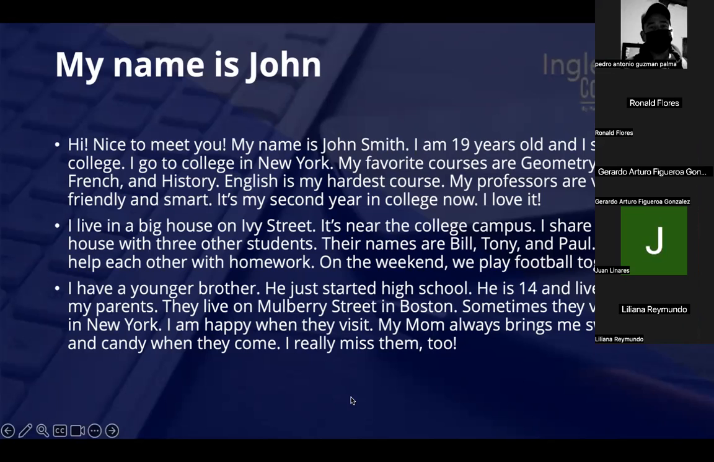I have a younger brother. He just started high school. He is 14 and lives with my parents. They live on Mulberry Street in Boston. Sometimes they visit me in New York. I am happy when they visit. My mom always brings me sweets and candy when they come. I really miss them too.